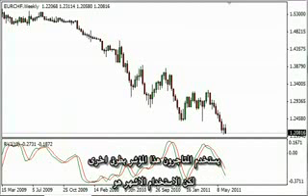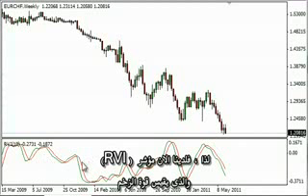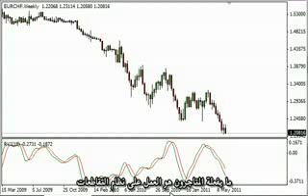There are some different ways that traders use this indicator, but the most common is they will throw a simple moving average on the window as well. So you have the RVI, which measures the strength, and then you have the simple moving average. Quite often, traders will use it as a crossover system.